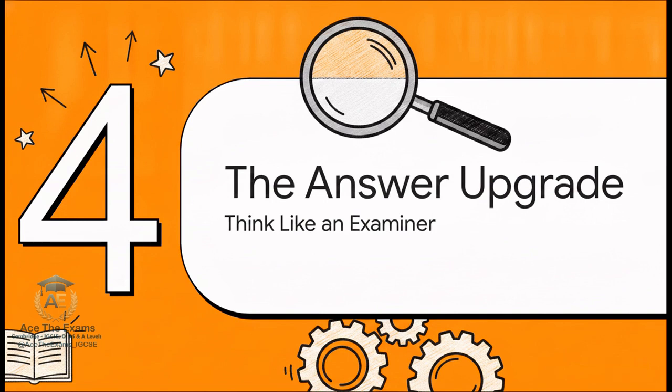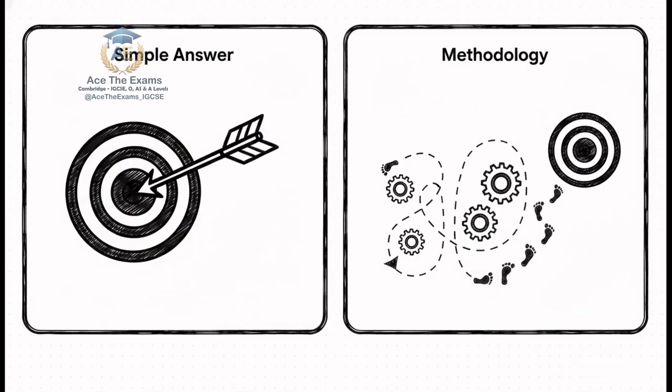Section 4. The answer upgrade. Think like an examiner. All right, let's transition back to that flawed answer from the beginning. It is time to apply our framework and think exactly like a Cambridge examiner. The absolute secret to getting high marks lies in the command words. If a question asks you to state the Denary equivalent of 10011, writing 19 is totally fine, because state just requires a concise fact. But if the command word is calculate or show, the examiner is specifically testing your methodology.